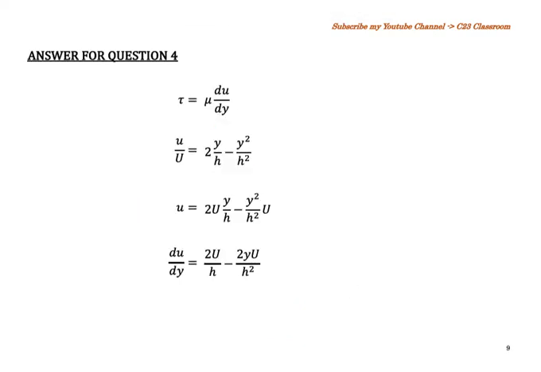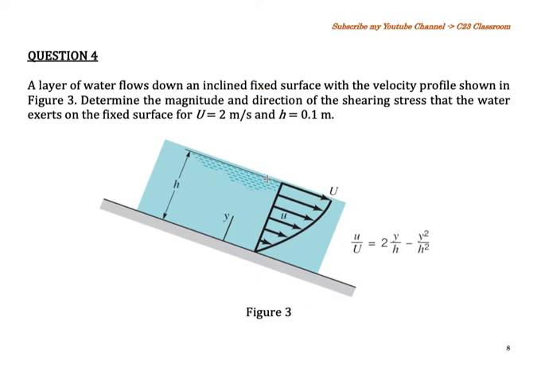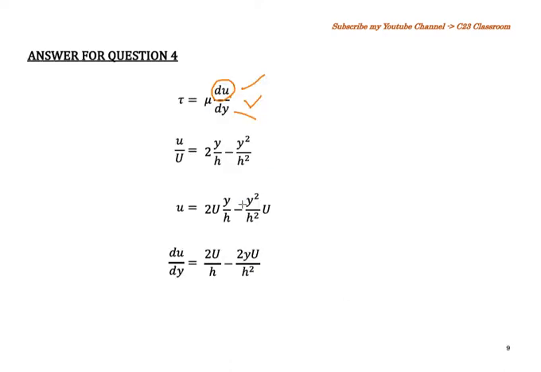So this is the answer for question number 4. You need to remember that the equation for shear stress is tau equal mu du dy. Normally in the last tutorial I said that du means the velocity difference of the system, and dy is the gap or height difference in the y-axis. But in the diagram, no value of this velocity is mentioned, so we cannot make any deduction here.